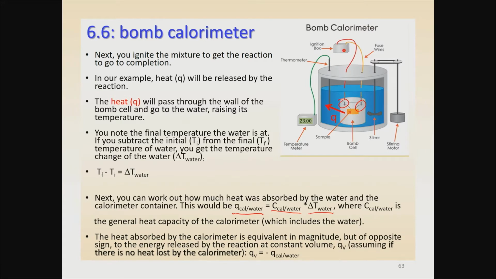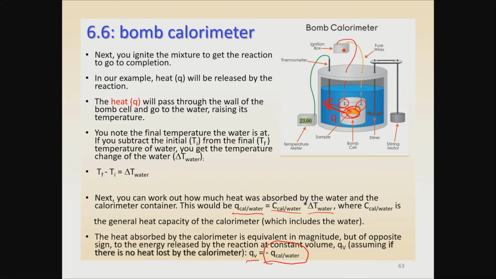Now, once you figure out the heat absorbed by the calorimeter water system, that tells you the heat released by the chemical reaction in the bomb cell, because we're assuming here that any heat generated in the bomb cell is going to be absorbed by the water and calorimeter. Here is the equation that describes this. Any heat absorbed by the calorimeter and the water, we take the negative sign of that, and that will give you the value of the heat produced by the chemical reaction.